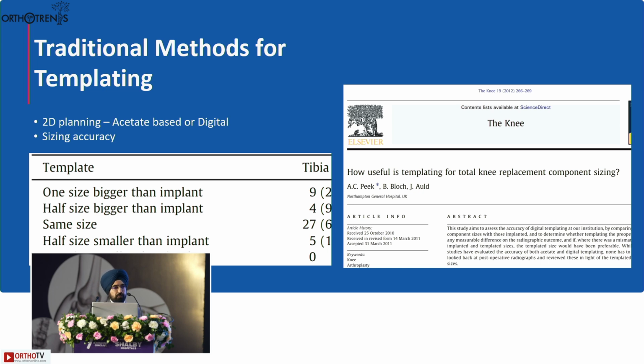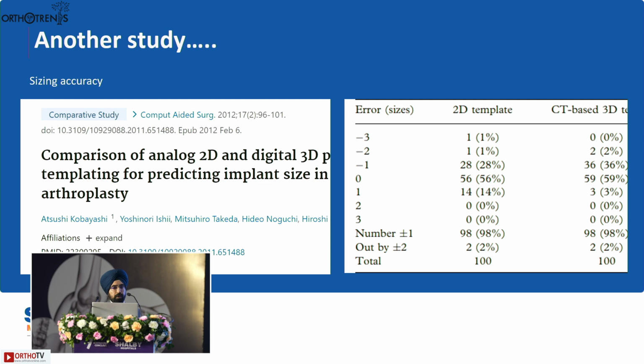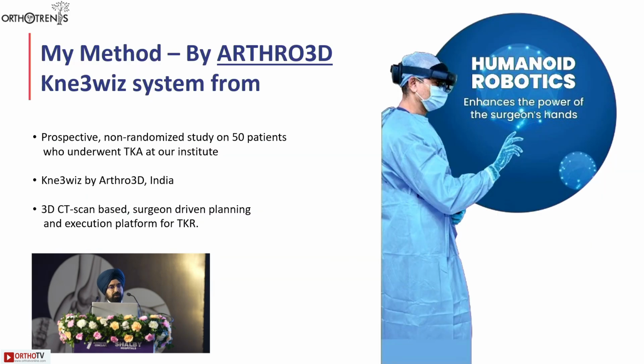The system which we are now using at Shalby Hospital, Mohali, is a 3D CT-based system. It is the Ortho 3D Knee 3V system. I have done it on 50 patients. What is different in this system is that we can get 3D CT-based planning, and we can also get a modular customized jig, which we can use in about 1,000 to 2,000 patients.